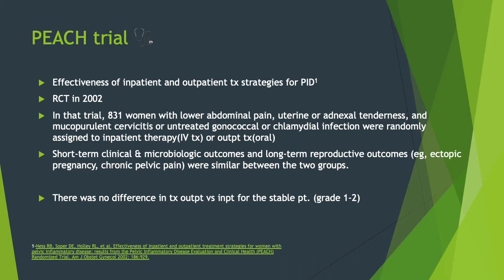In this trial, 831 women with lower abdominal pain, uterine or adnexal tenderness, and mucopurulent cervicitis or untreated gonococcal chlamydial infection were randomly assigned to either receive IV therapy or oral therapy. The short-term clinical and microbiologic outcomes and long-term reproductive outcomes, especially the complications associated with PID, were noted to be similar between the two groups.